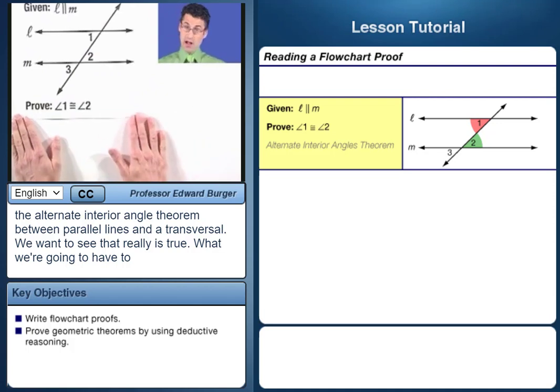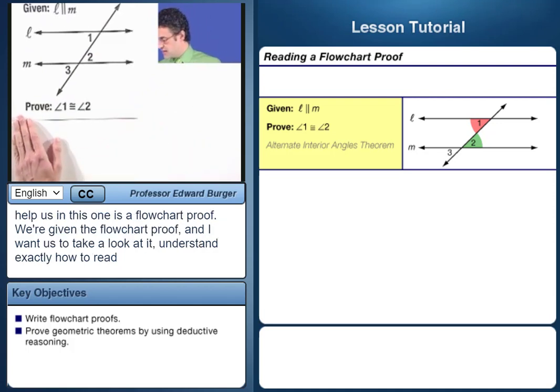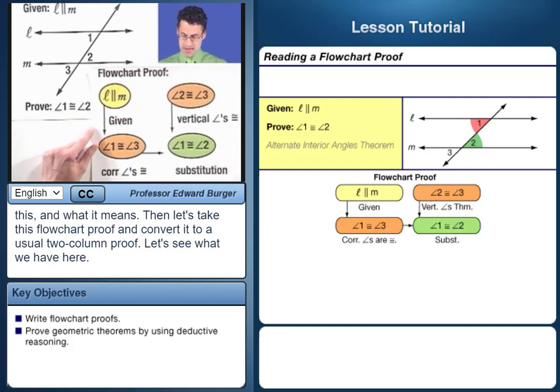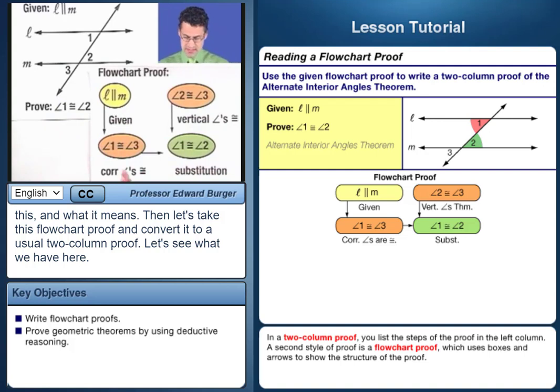Now, what's going to help us in this particular one is actually a flowchart proof. We're going to be given the flowchart proof, and I want us to take a look at it and understand exactly how to read it, what it means, and then let's take this flowchart proof and convert it to a usual two-column proof. Okay, so let's see what we have here.